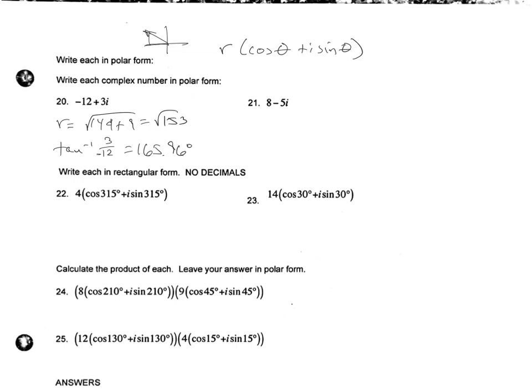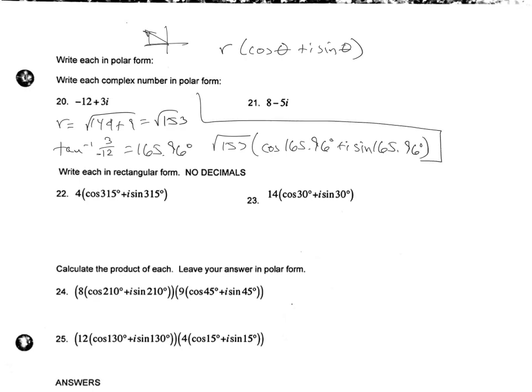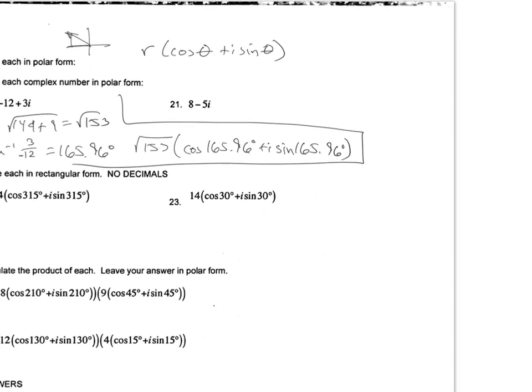So then your answer for number 20 is the square root of 153 times the cosine of 165.96 plus i sine of 165.96. That's all number 20. So for 21, I have to come over here a little bit.